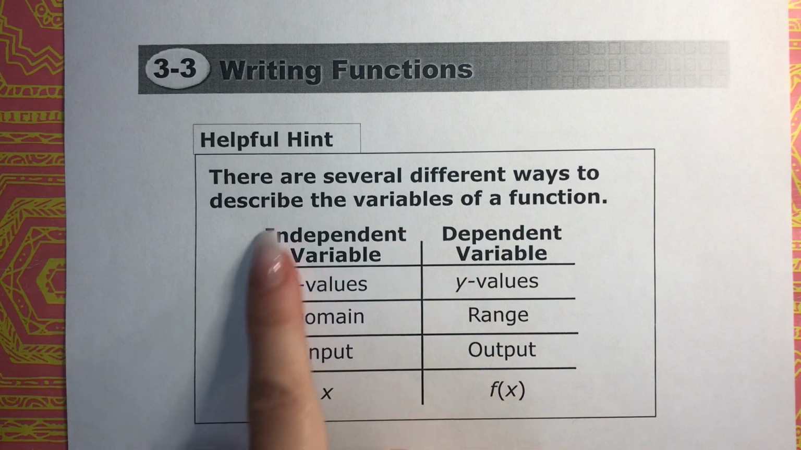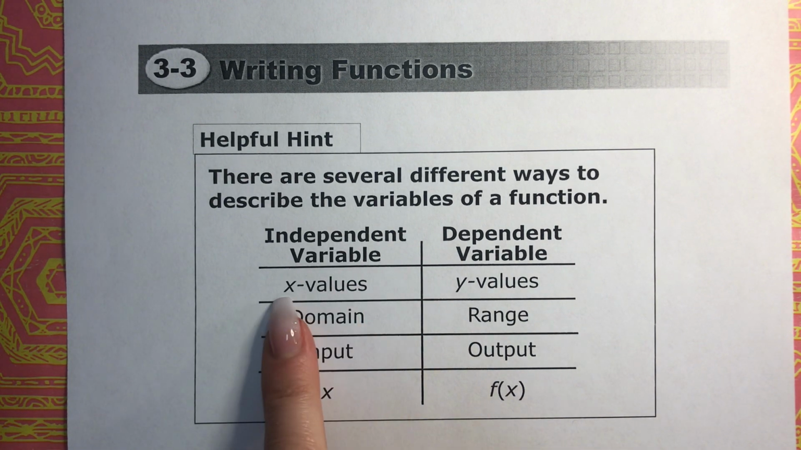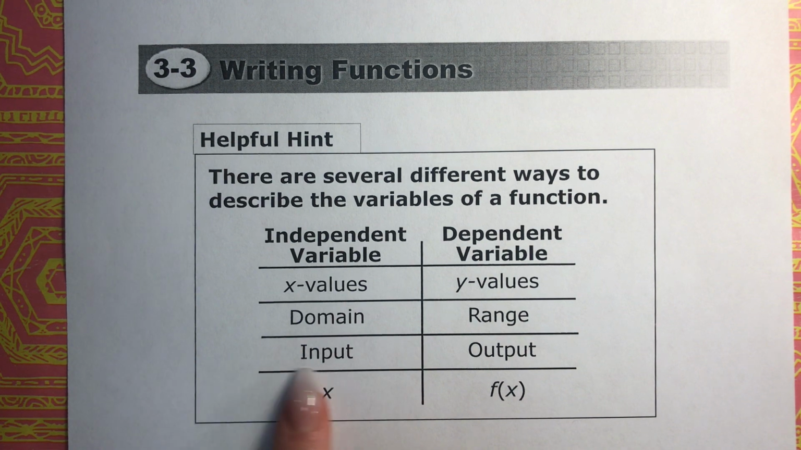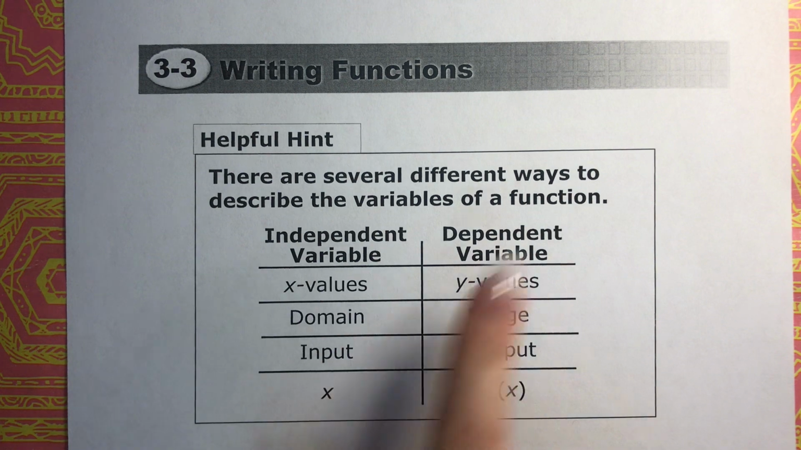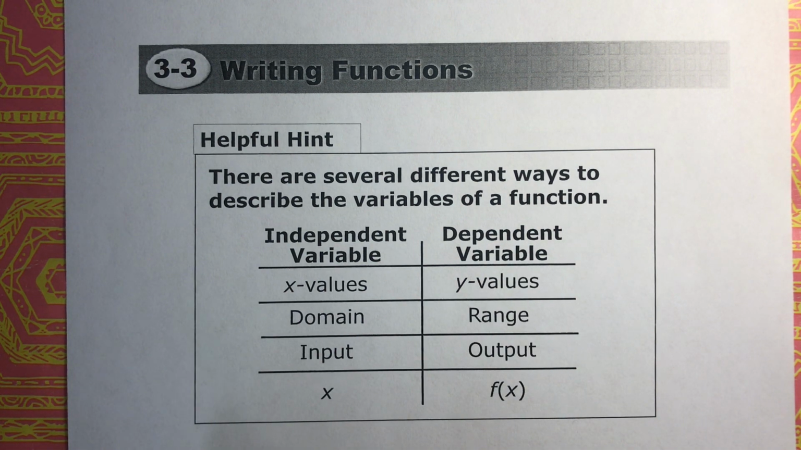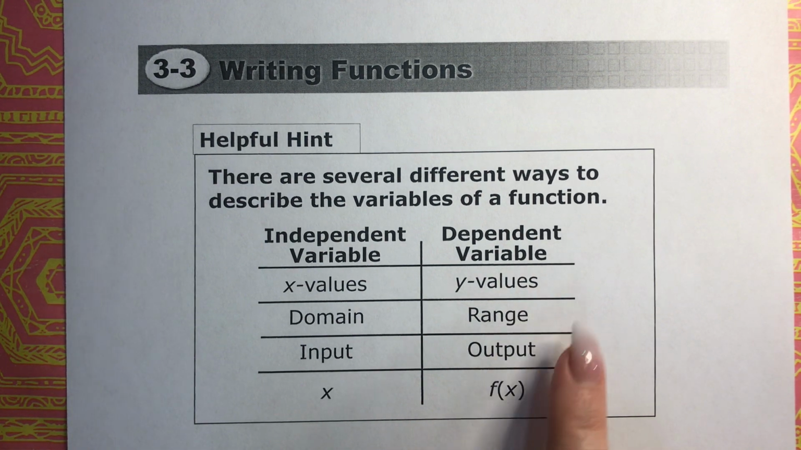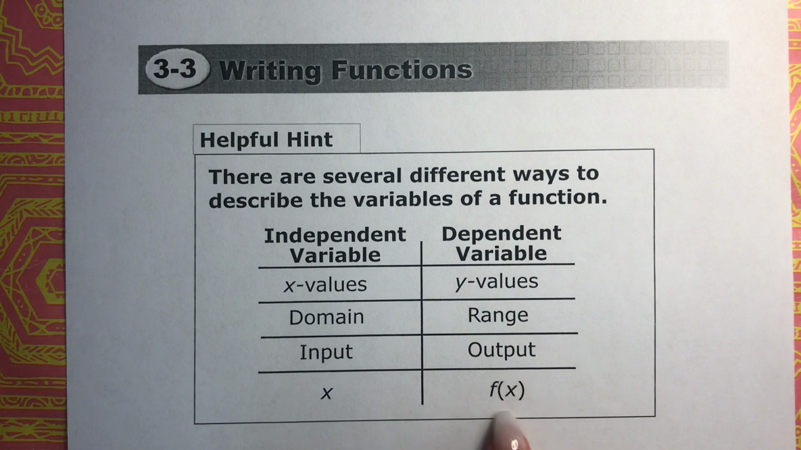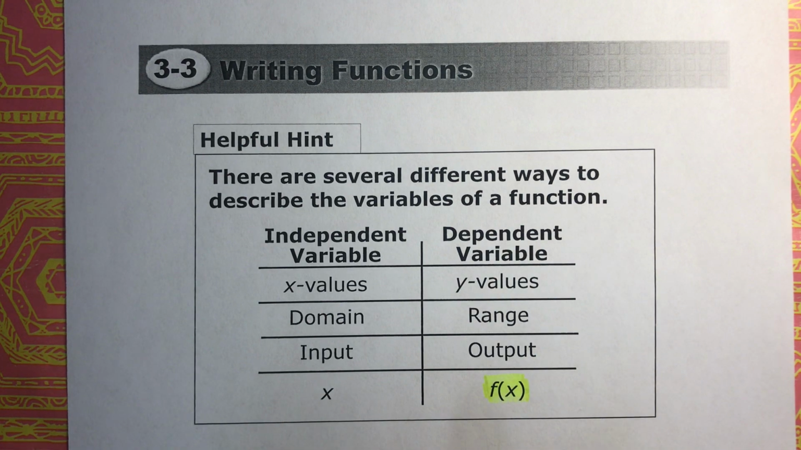And within functions, what you have is independent variables. Now, there's a number of ways that we can talk about those, right? X values, domain, input, and x. Those are all independent variables, x values, in a function. But with the independent variables, there are dependent variables, which are stated as the y values, the range, the output, but this is a new one. This is f of x, all right? And this is the same thing as y.